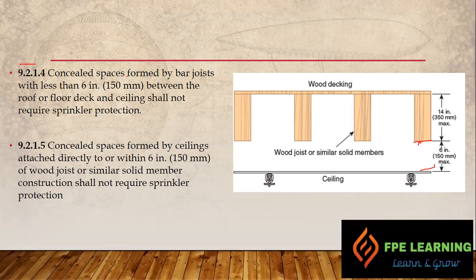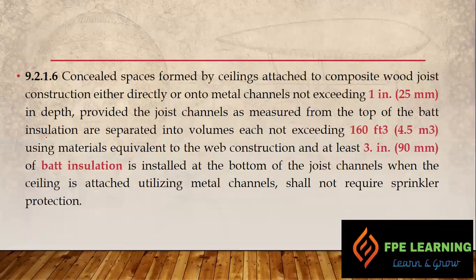9.2.1.5 talks about concealed space formed by ceiling attached directly to or within 6 inches of wood joist or similar solid member construction shall not require sprinkler protection. Okay, now 9.2.1.6 says that there is a figure for this one. I will just go with the figure.